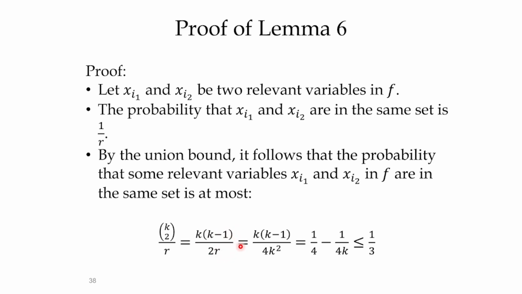And if we remember correctly, in step number 1, we said that r is equal to k squared. So now this is equal to k times k minus 1 divided by 4k squared, which is equal to 1/4 minus 1 divided by 4k. And this is less than or equal to 1/3.